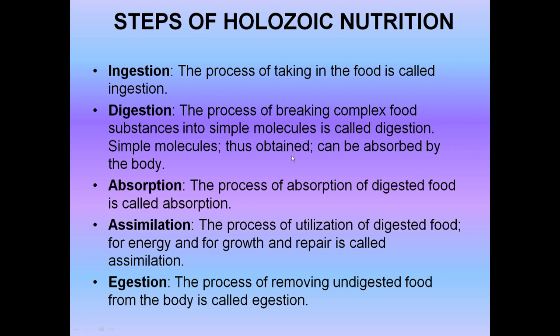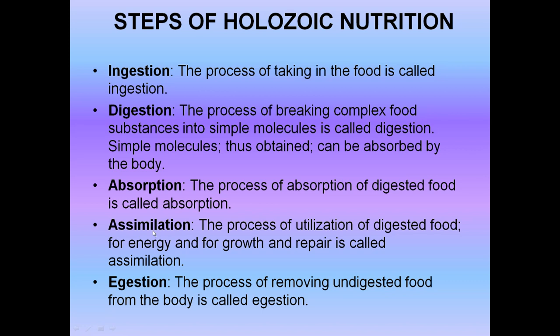Now come to the next step, that is absorption. It refers to the process of absorption of digested food substance. Only digested food substance are going to be absorbed by the body of the organism. This is very, very important that only digested food substance are going to be absorbed by the body of the organism. Now comes to the next step, assimilation.